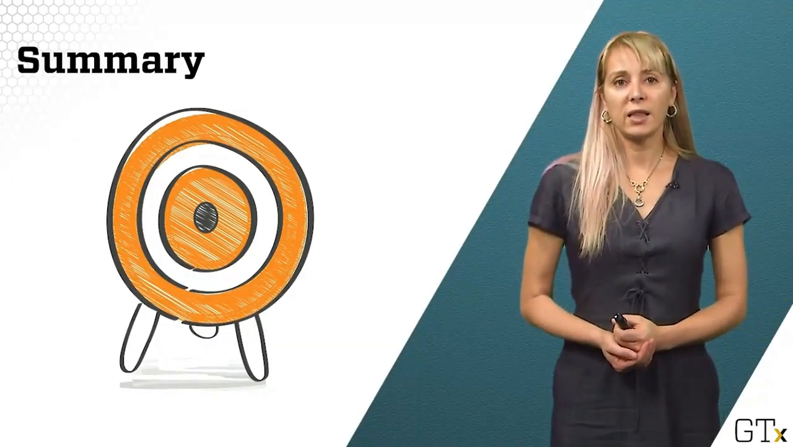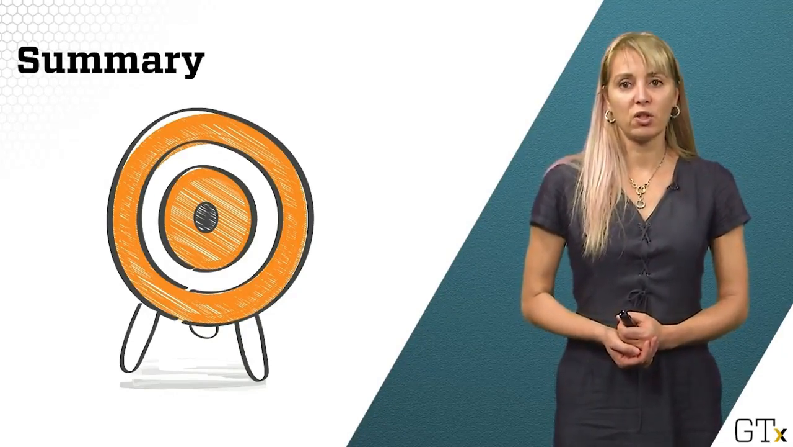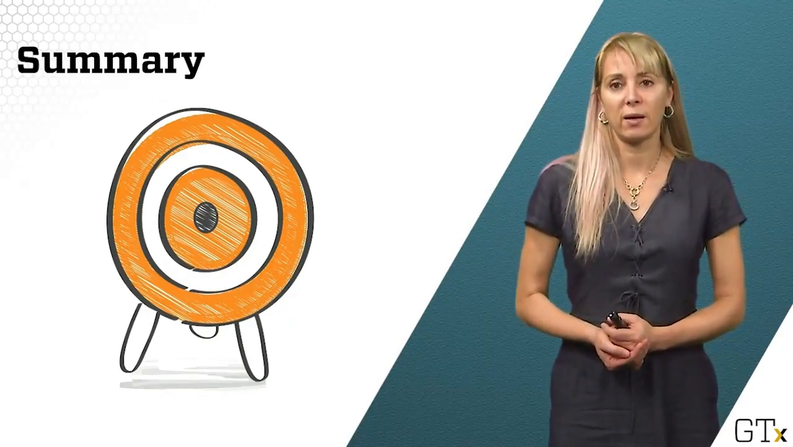In summary, in this lesson, I introduced one of the simplest models used to model the conditional variance or the heteroskedasticity in a time series, the so-called ARCH model.